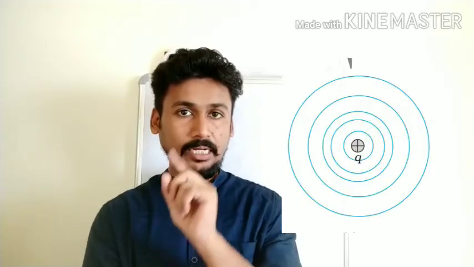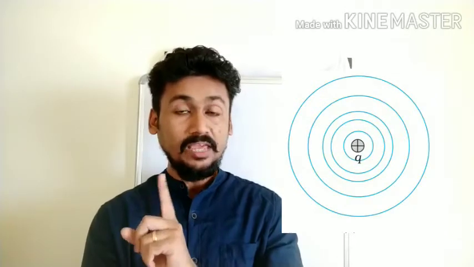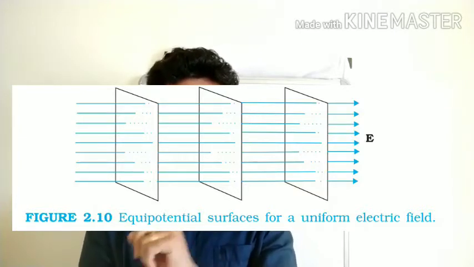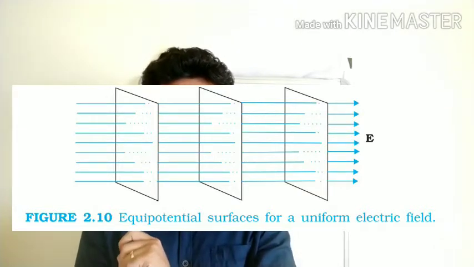Now we will see some diagrams of equipotential surfaces. Already we have seen that if you have a point charge, then the equipotential surfaces are like this. They are concentric spheres. If we have a uniform electric field, then the equipotential surfaces are planar structures, as we are seeing in this diagram.